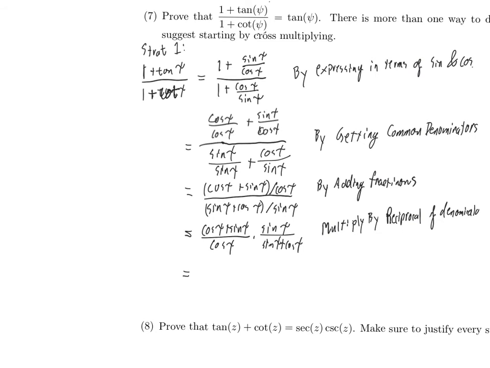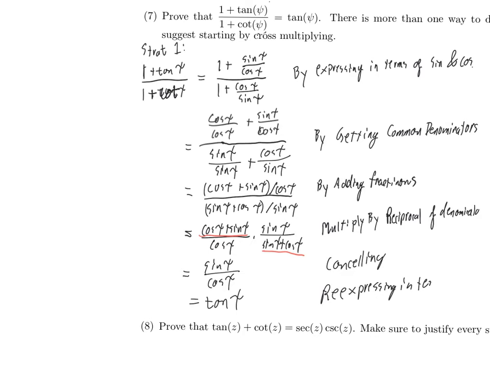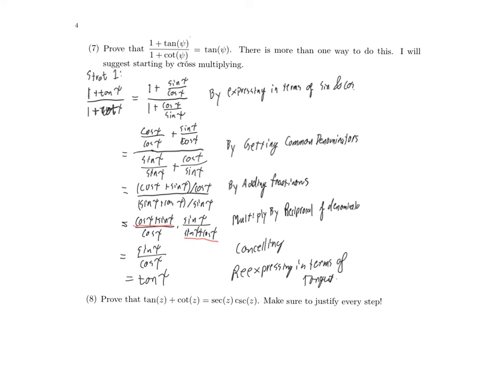I see some things that cancel. I see that this and this are the exact same thing. One is in the numerator, the other is in the denominator, so they cancel. That leaves me with sine psi divided by cosine psi, which, hey, that's the exact same thing as tangent of psi. Re-expressing in terms of tangent. So there's one proof of this identity.